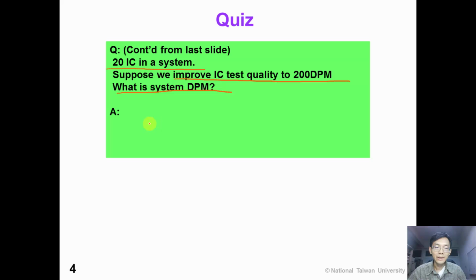Now, are you ready for the answer? The system DPM is equal to 1 minus (1 minus 200 DPM, which is 0.02%) to the power of 20. This will be 0.4%, which is much better than our previous case, which is 2%.